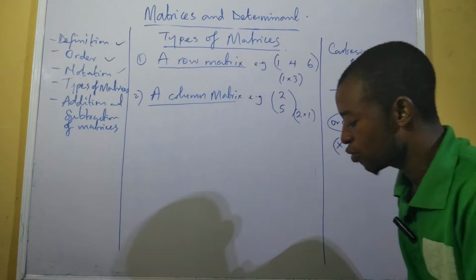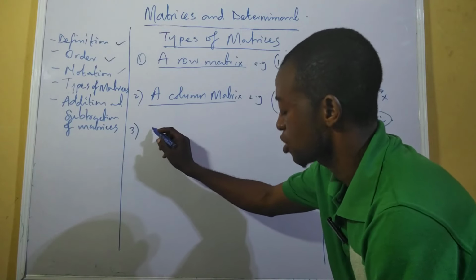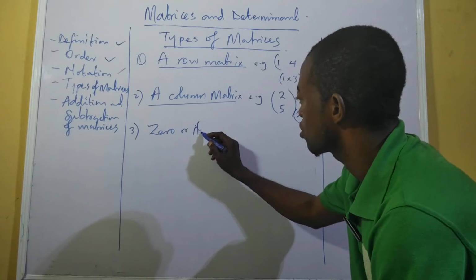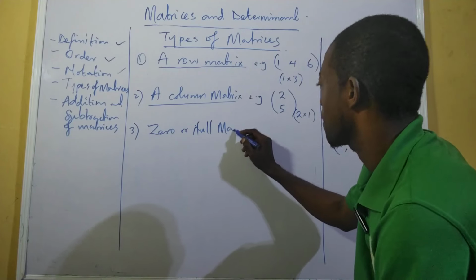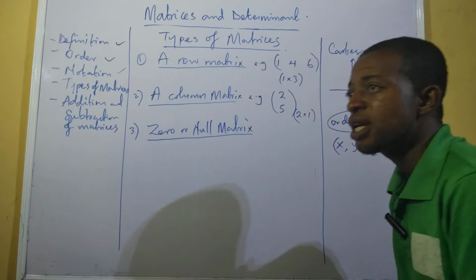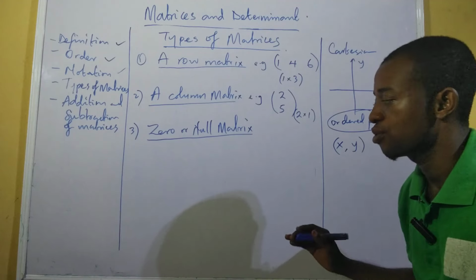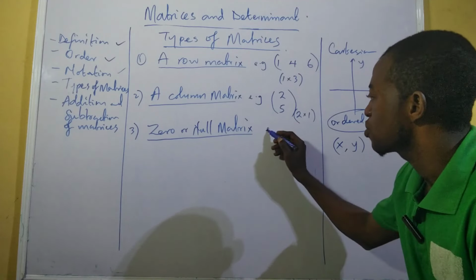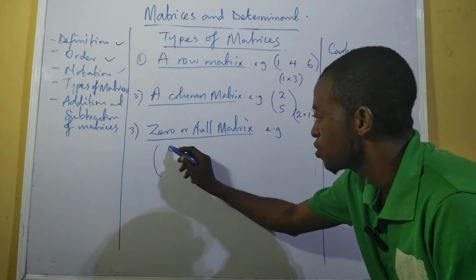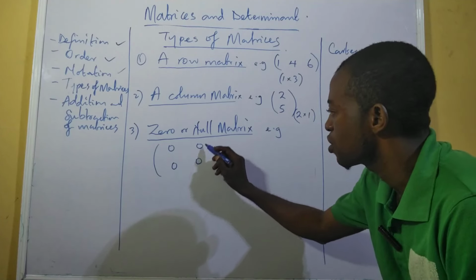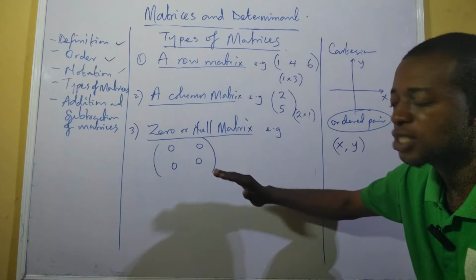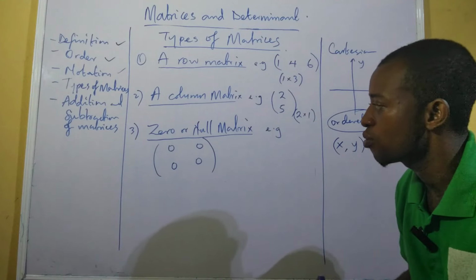And next, we have what is called a zero or null matrix. For this type of matrix, all the elements inside the matrix are zeros, e.g., when we have a matrix with 0, 0, 0, 0, all the elements inside this matrix are 0. So we call that type of matrix a zero or a null matrix.